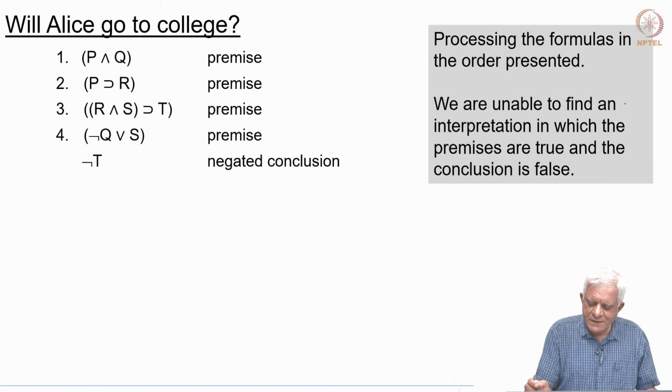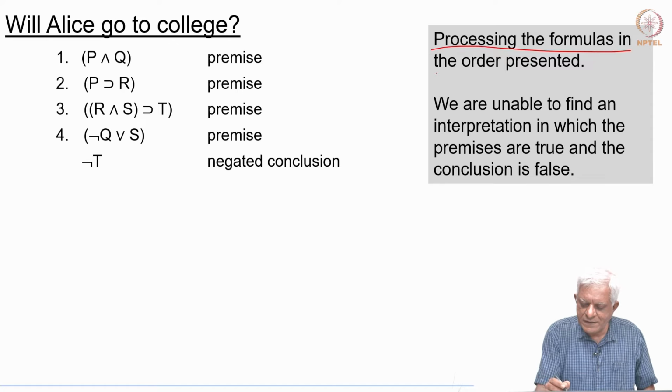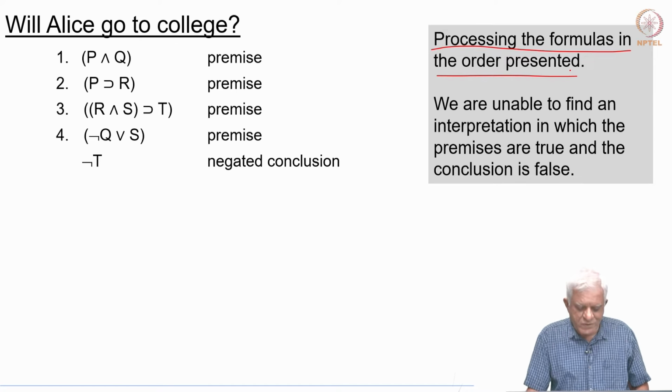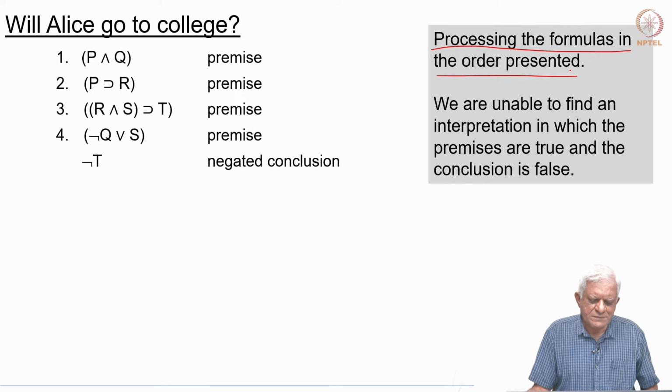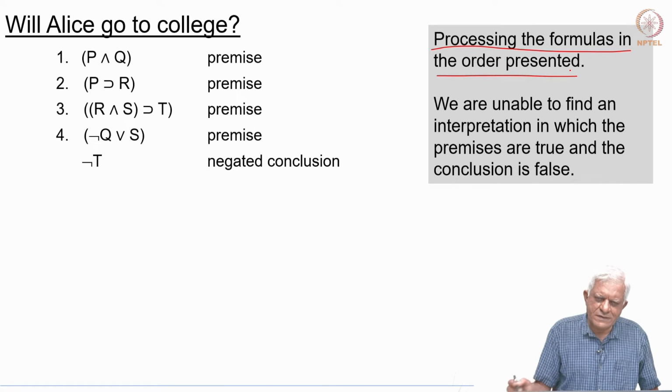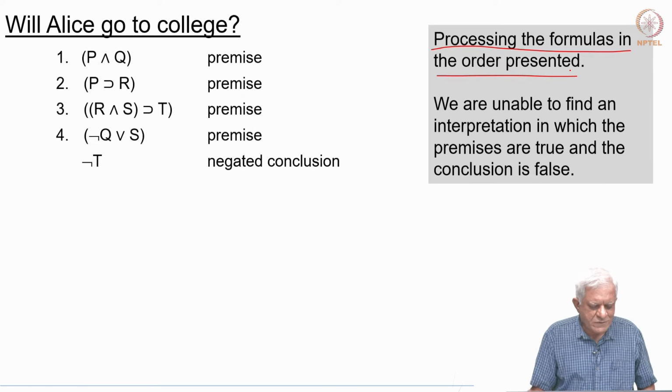And we will see that we are unable to find an interpretation in which the premises are true, which means the first 4 statements, and the conclusion is false, which means not of T is true. So, there is no model for what we have written on the left hand side. 1, 2, 3, 4 will also be the order in which we will process, because we are processing the formulas in the order presented. The reason we are looking at this example is to show that certain orders are better than other orders, but this is just to illustrate this.